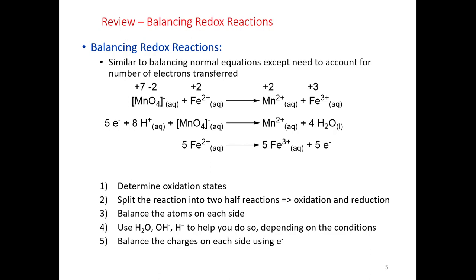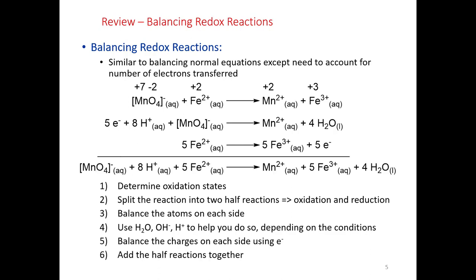So if you have 5 equivalents of iron 2+ being oxidized to 5 equivalents of iron 3+, this generates 5 electrons, and the oxidation half reaction is now balanced with respect to charge and with the number of electrons needed to be transferred to permanganate. The last thing we need to do is add the two half reactions together to get the overall balanced equation.